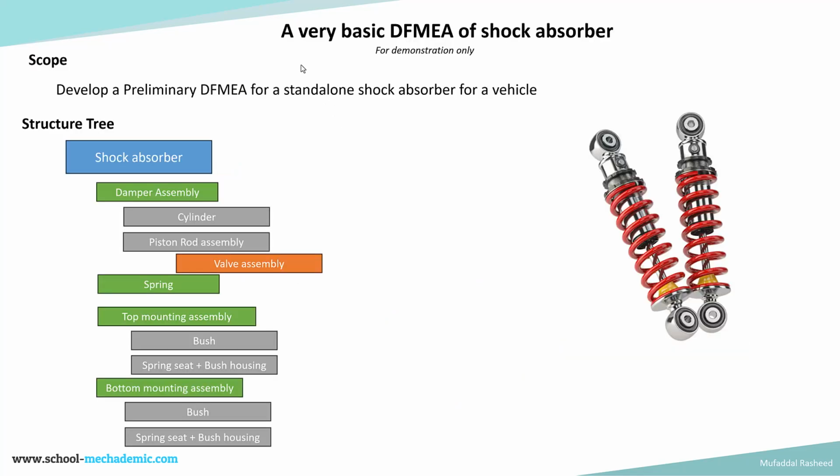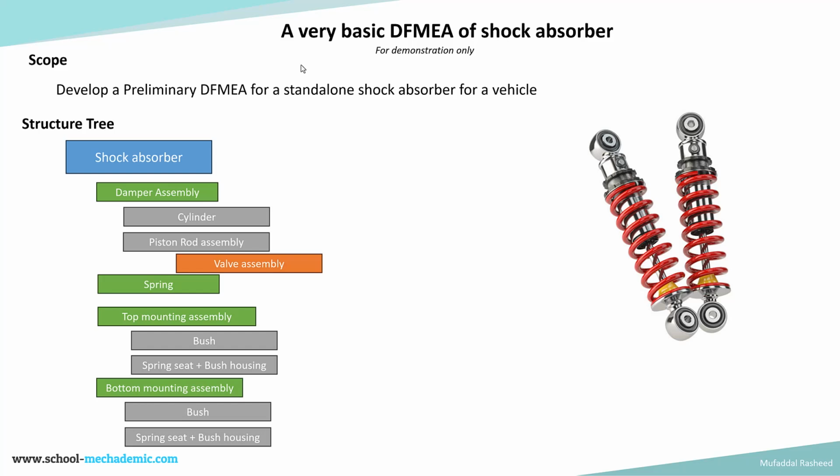Now let's go through a very basic DFMEA of a shock absorber. A shock absorber is an automotive component. It is used in vehicles, cars, bikes for the purpose of damping the vibrations which are coming from the road and providing a good ride and handling characteristic for the vehicle. So the scope here, of course, this is a very simple DFMEA. We're not going to go too much into the details. We are developing a preliminary DFMEA for a standalone shock absorber for a vehicle.